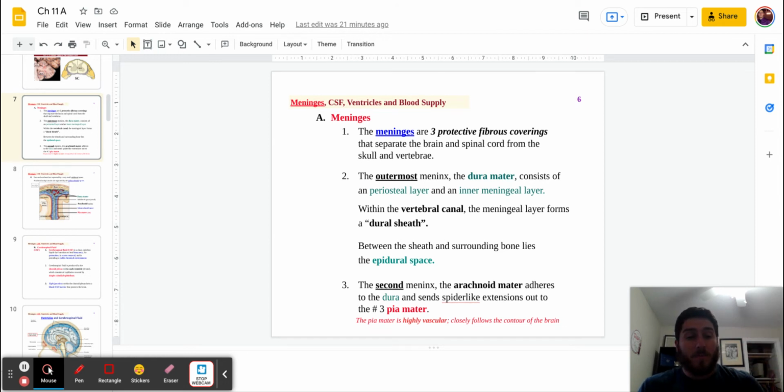The second layer is going to be like the sandwich layer. It's between the dura mater and that final mater, which we're going to talk about in a second. This is going to connect to both those 2 layers. This is called the arachnoid mater. So this arachnoid mater, like I said, will adhere to the dura mater, and then it's going to send this spider-like extension to the 3rd layer, which is called the pia mater.